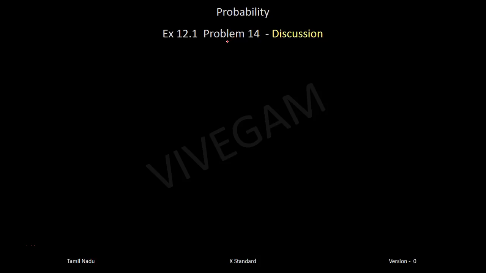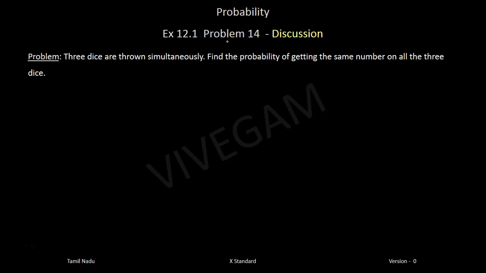Exercise 12.1 Problem 14 Discussion. 3 dice are thrown simultaneously. Find the probability of getting the same number on all the 3 dice. It's an interesting problem. 3 dice are thrown, and we are asked to find the probability of getting the same number on all the 3 dice.